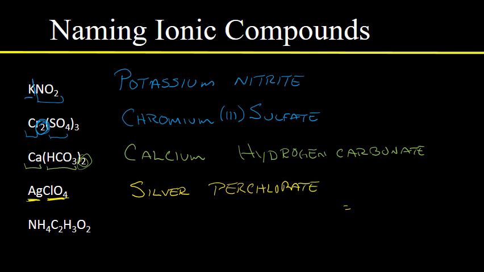And even though silver is a transition metal, silver is one of those special case elements. The charge on silver is always +1, so we don't need to include the charge here. We don't need Roman numerals. We'll just call it silver perchlorate.